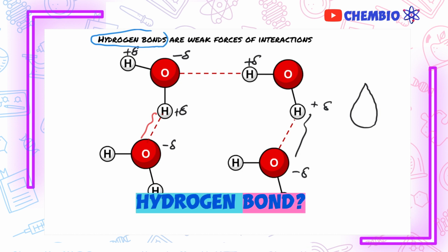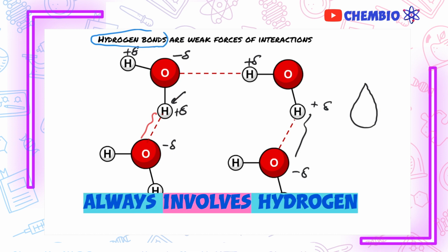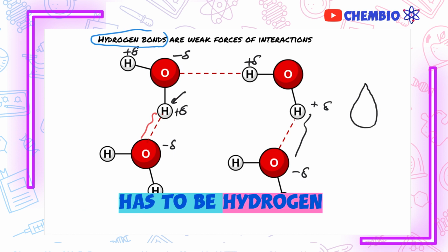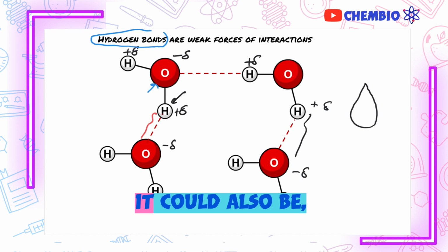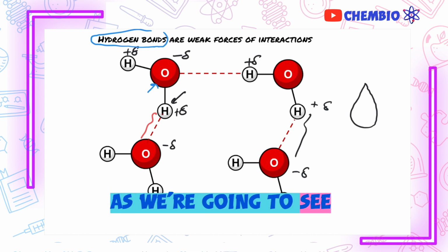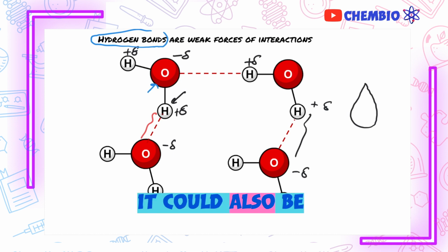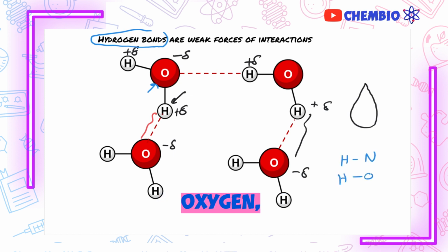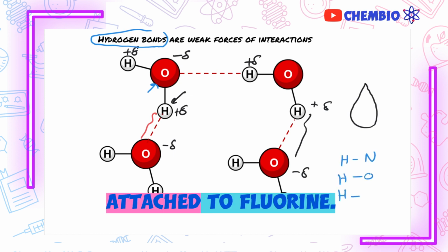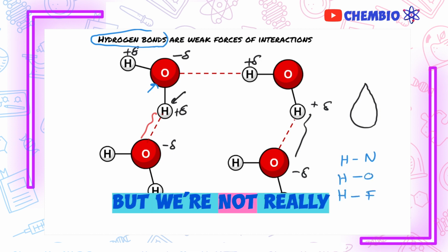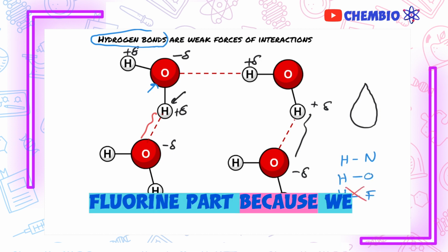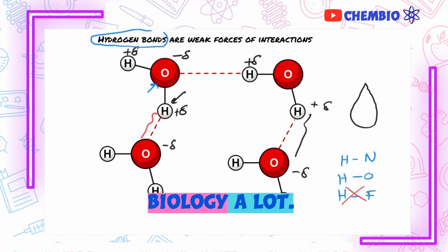Why is it called a hydrogen bond? Obviously because it always involves hydrogen. It has to be hydrogen attached to an oxygen. It could also be, as we're going to see later on in the syllabus, hydrogen attached to nitrogen, as we said, oxygen, or even hydrogen attached to fluorine. But we're not really interested in the fluorine part because we don't have a lot of fluorine in biology.